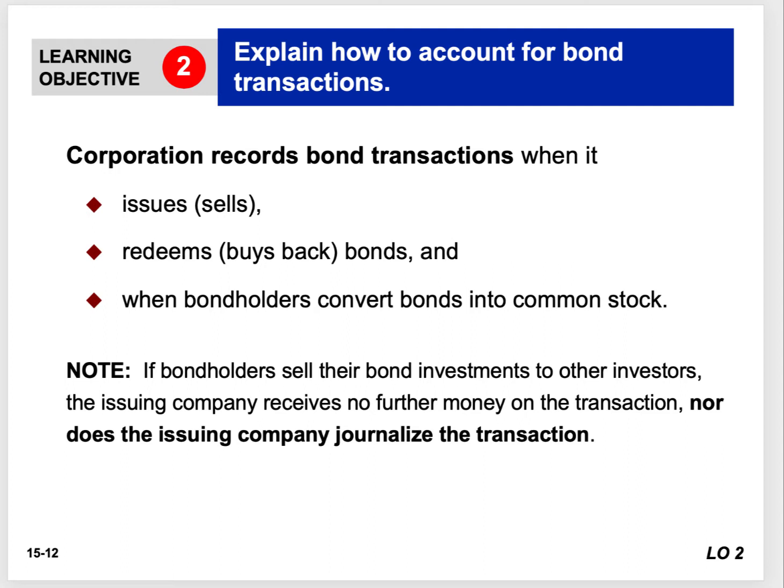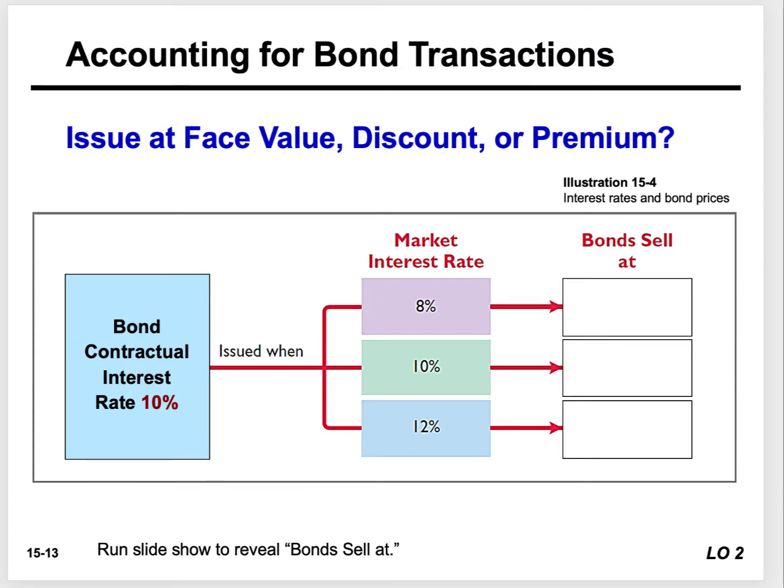So, first thing it's important to remember is the fact that we can issue a bond at 3 different prices, okay? We can issue a bond at the face value, which would be $1,000 per bond. We can offer it at a discount, which is less than $1,000, or we can issue it at a premium, which means more than $1,000, which is that face amount, okay?